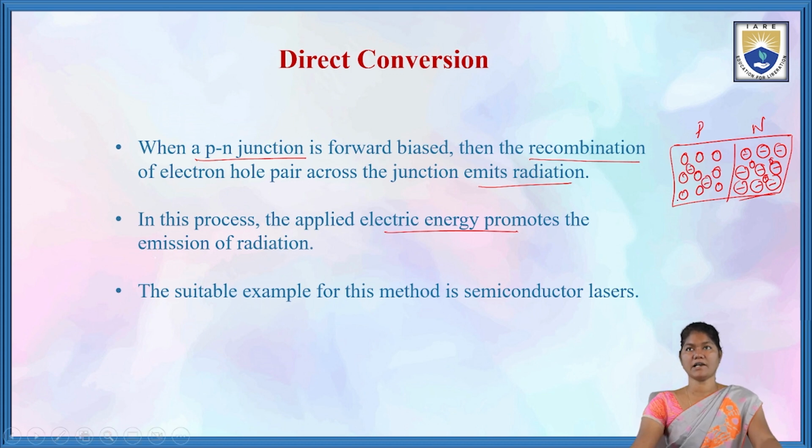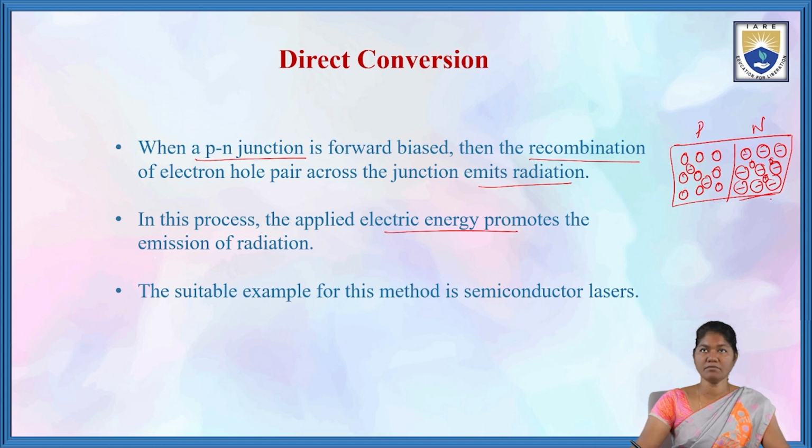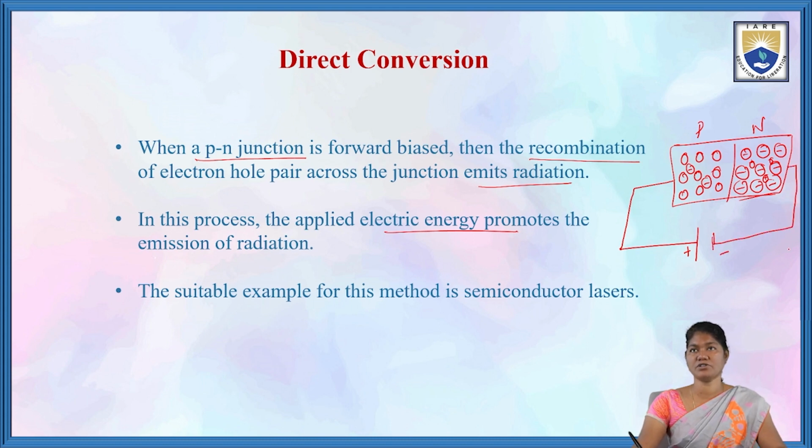In P type, majority charge carriers are holes. In N type, majority charge carriers are electrons. When we give forward bias, the bias means giving connection to the voltage battery. P type will be connected to the positive terminal of the battery, and N type will be connected to the negative terminal of the battery. This is the condition of forward bias.